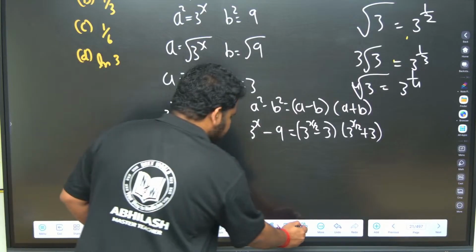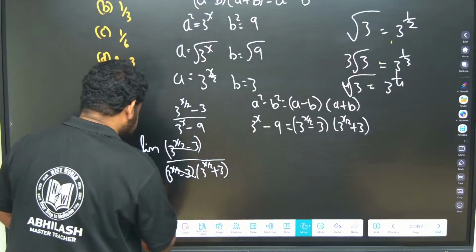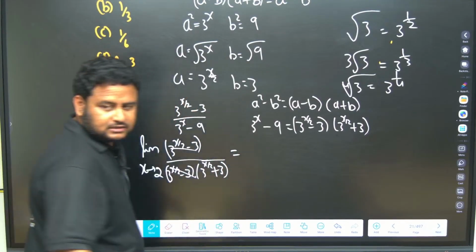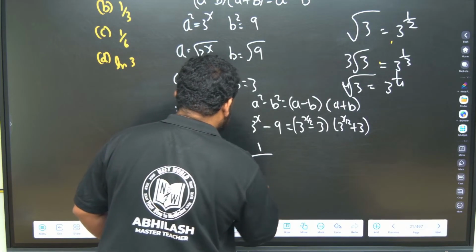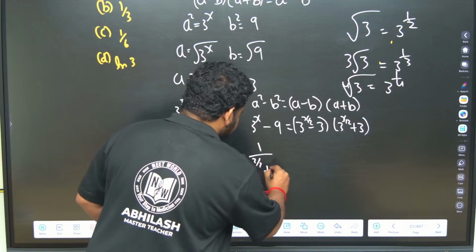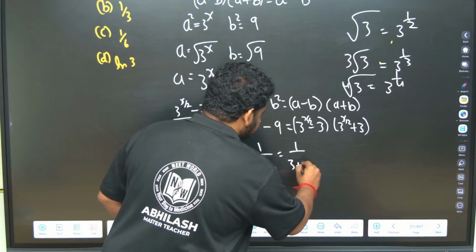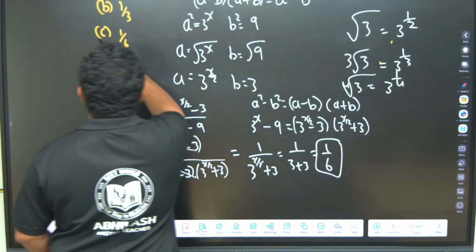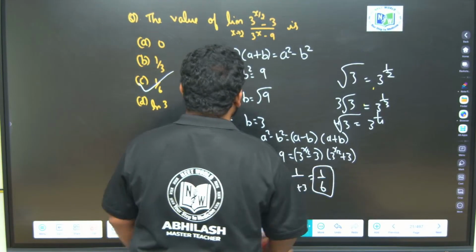What is the limit tending to? X is tending to 2. So limit x tends to 2. This limit will become 1 over 3 to the power of x by 2, which is 2 by 2, plus 3. So that will be equal to 1 over 3 plus 3, since 2 by 2 is 1. So the answer is 1 by 6. What is the option? Option C is the right answer to this question.